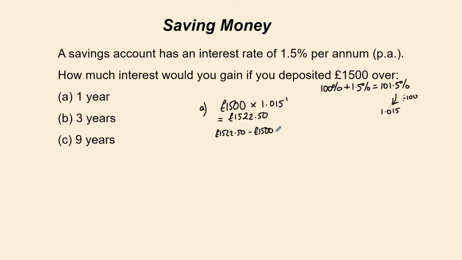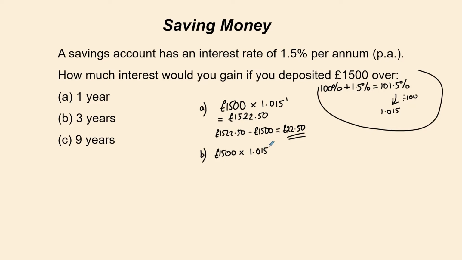That's not the interest. So to find out how much interest is being gained, we're going to take away the original 1,500, which is telling us that at the end of the first year they would gain £22.50 in interest. So we're going to do the same calculation. Most of the numbers are going to be the same. The only thing that's changing is how long you're leaving the money in for. Because we're using the compound interest method, the working stays exactly the same.